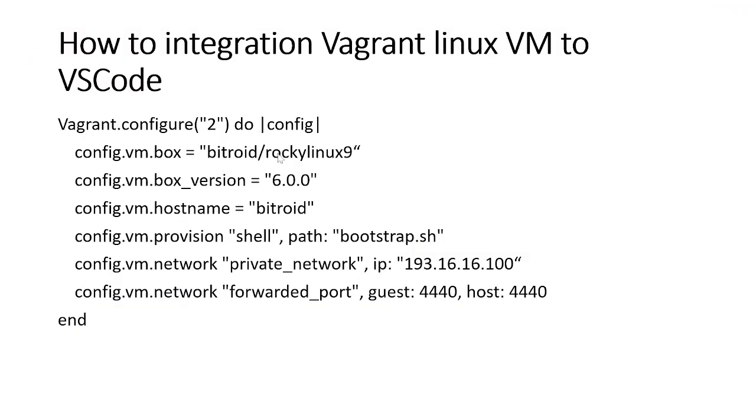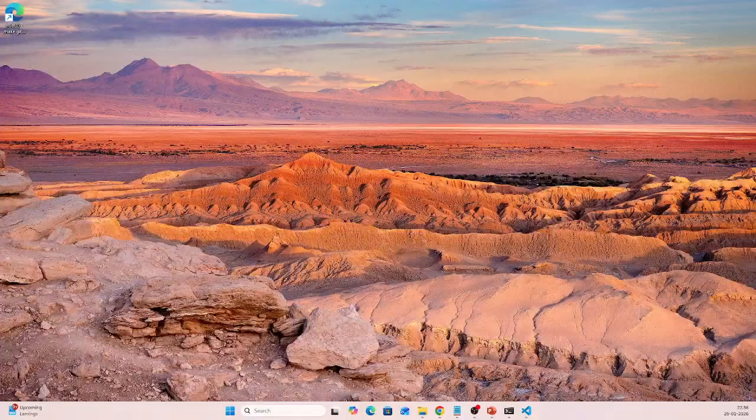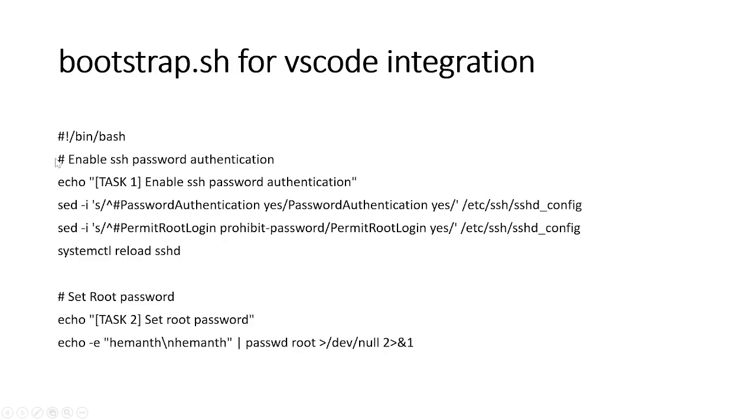Ideally, to connect the Vagrant Linux to Visual Studio Code, you can have a sample configuration. You can remove the port. A port is not required, not a mandatory one. And ensure that you have a bootstrap.sh configured with this configuration so that whenever the VM is up, it will ensure password authentication is enabled and root permission is allowed, and it will set the password by default automatically.